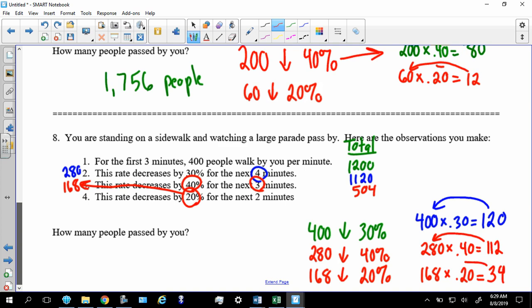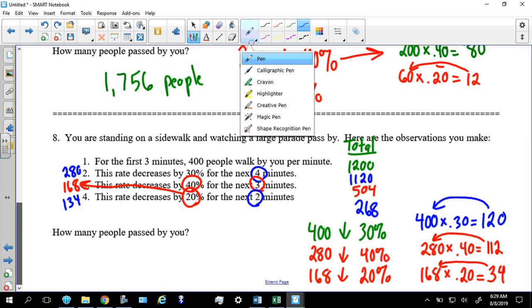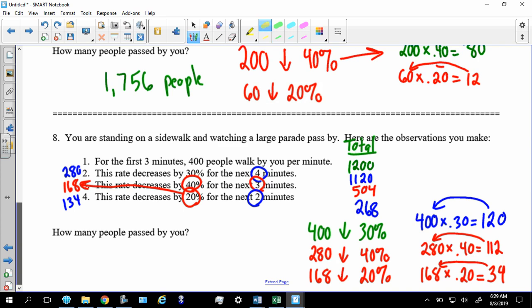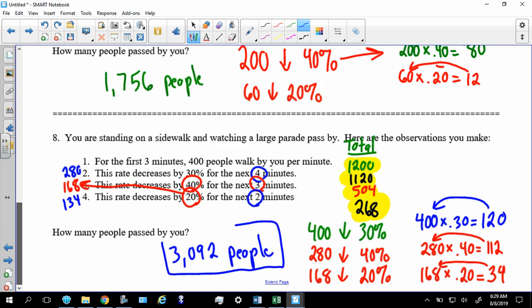So 34, I'm going to take away from 168. And when I do that, I'll just write this in blue. I get a brand new rate of 134. So 134 times 2, which gives me 268 people. So when I add my total up, I add all that up, I'm going to get a total of 3,092 people. Alrighty, there we go.